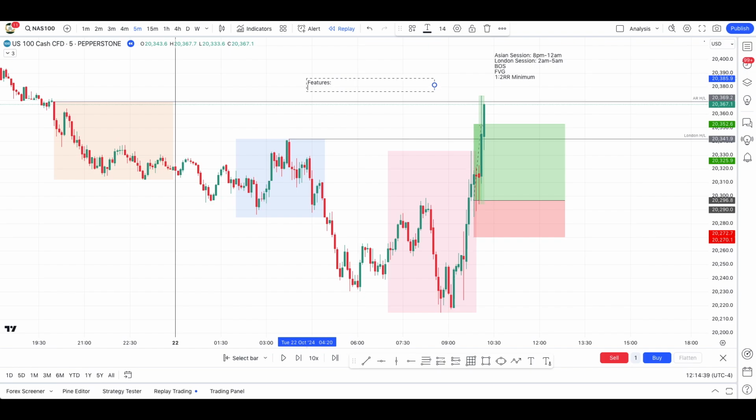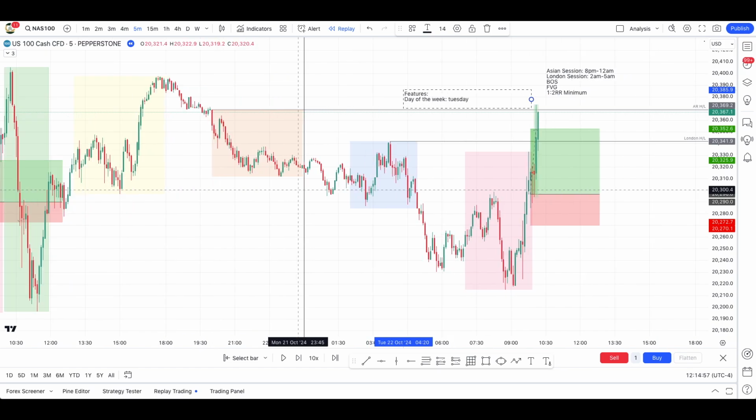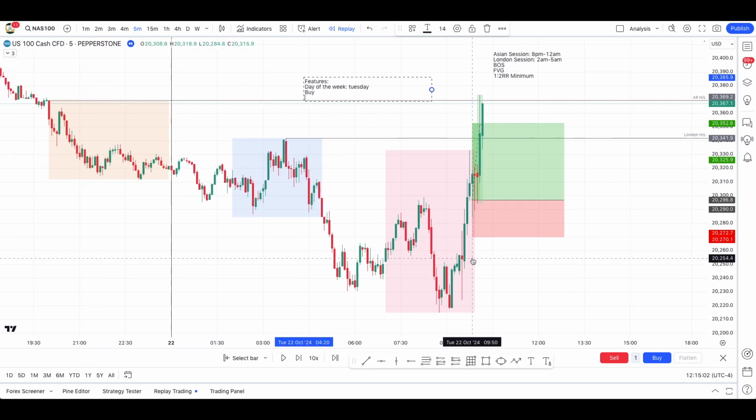So for this specific trade, here are some features. One feature could be the day of the week. And in this case, it was a Tuesday. Another feature could be that it was a long. So we went and took a buy. A third feature could be something as simple as the time we took this trade. So this was taken at 9:50 a.m. And there are millions of those features in our trading. If you have the skill to do that, you can take any component of a trade and then transform it into objective features you can then study in your journal.